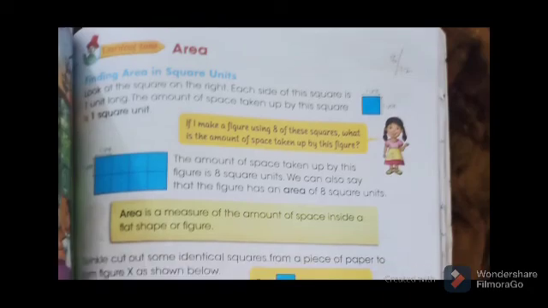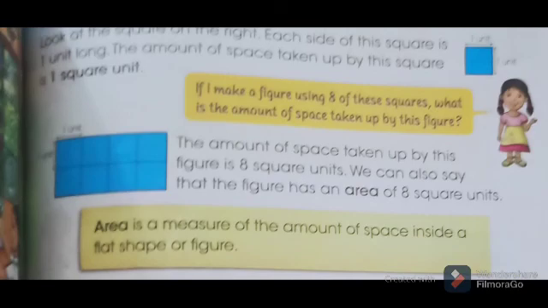Look at the square on the right. Each side of the square is 1 unit long. The amount of space taken up by this square is 1 square unit. As you can see, the amount of space taken by this figure is 8 square units. You can count these squares. These are 8 squares. We can also say that the figure has an area of 8 square units.